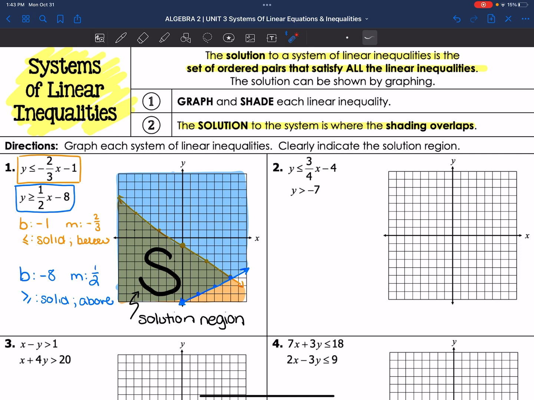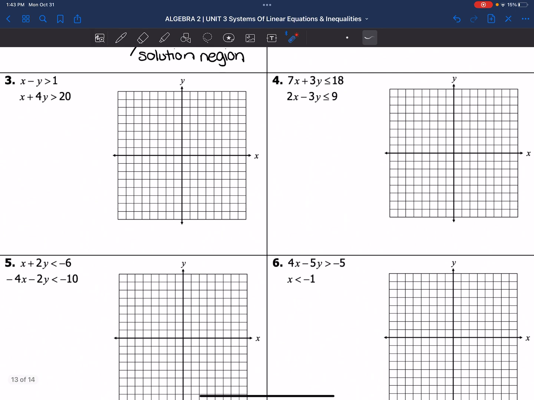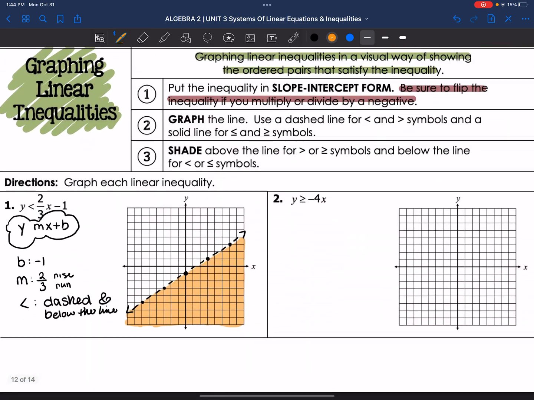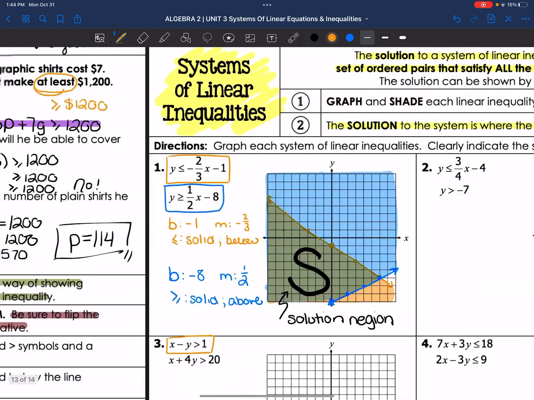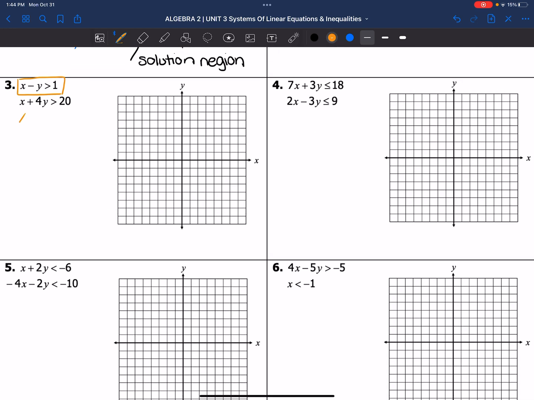All right, ladies and gentlemen, so that was one example. Let's look at another here. Let's look at example number 3. We'll look here at this first inequality. Now, like we saw yesterday, to be able to graph that inequality, it must be in slope-intercept form. So we need to get this in slope-intercept form. I need to go ahead and rewrite this.